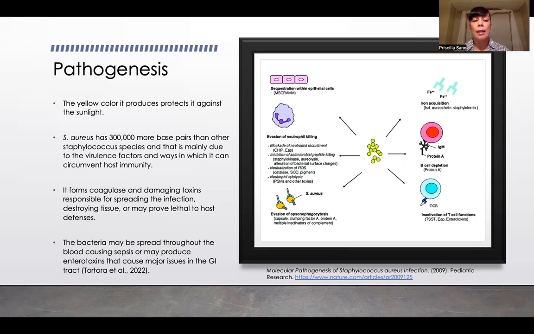It forms coagulase and damaging toxins responsible for spreading the infection, destroying tissue, or may prove lethal to host defenses. The bacteria may be spread throughout the blood, causing sepsis, or it may produce enterotoxins that cause major issues in the gastrointestinal tract.